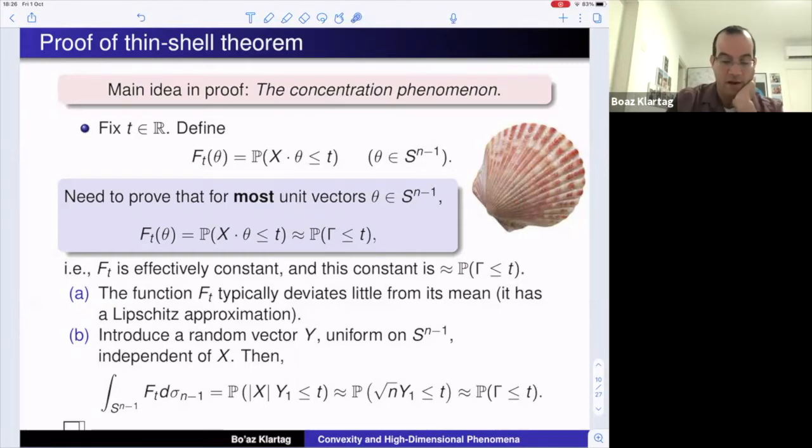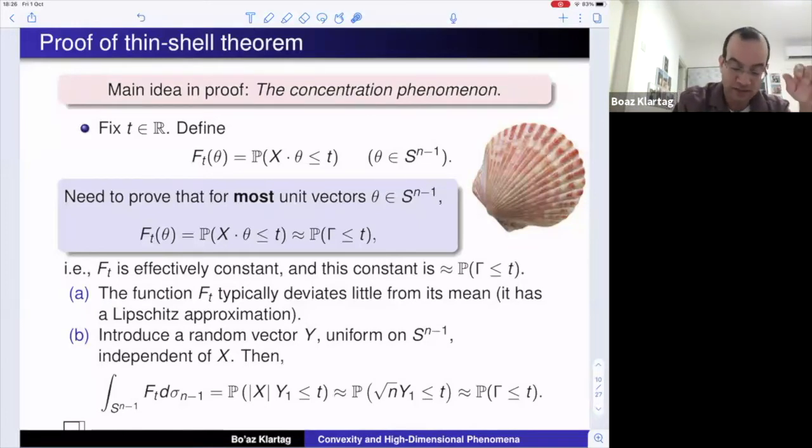This thing. Okay. So why is it true? Well, the concentration of measure phenomenon is one of the main ideas in the proof. How would you go about proving that? We fix some real number t, and let's define f_t of theta to be the probability that x times theta is at most t. So we fix t and view this as a function on the sphere. Theta varies, and we look at this as a function of theta.